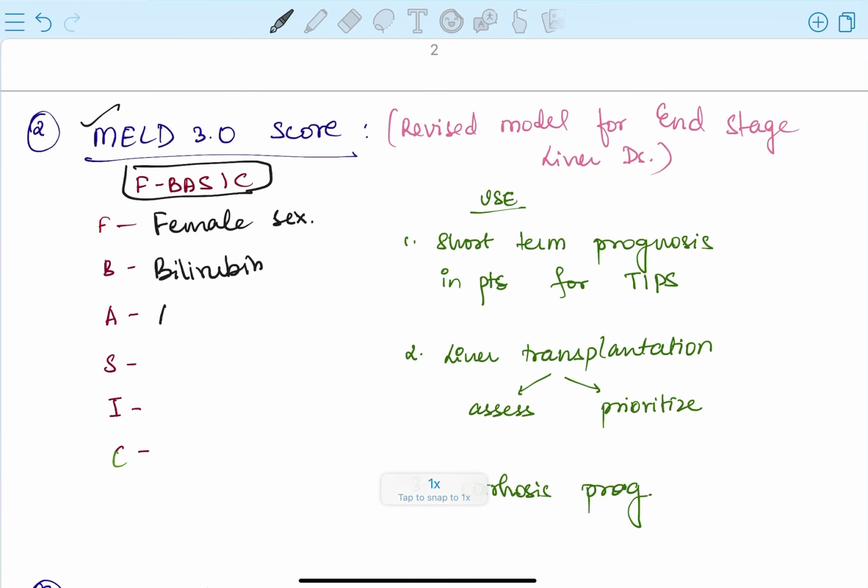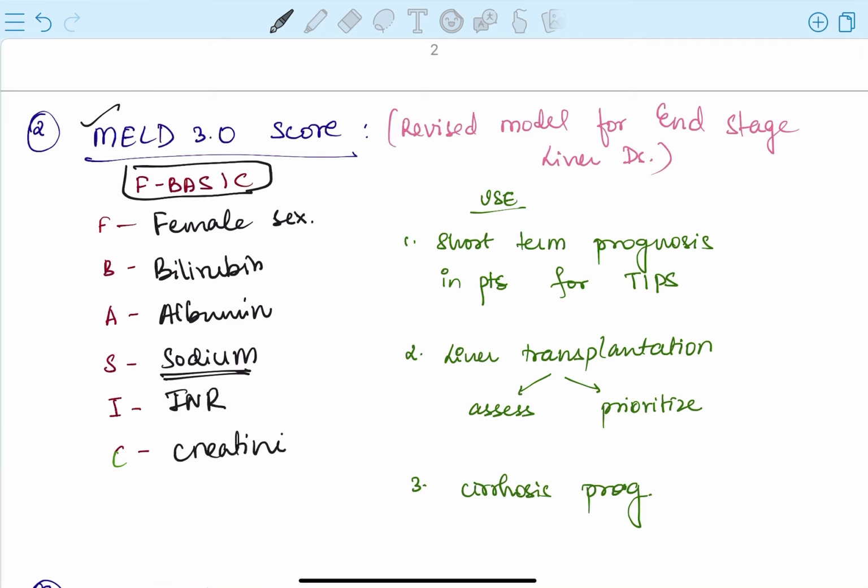A stands for, as we have already seen, albumin. S stands for sodium. Yeah, this is a new thing to remember. S stands for sodium, remember it. I stands for the INR, and C stands for creatinine. Okay, these are the parameters that you should remember under the MELD scoring system.